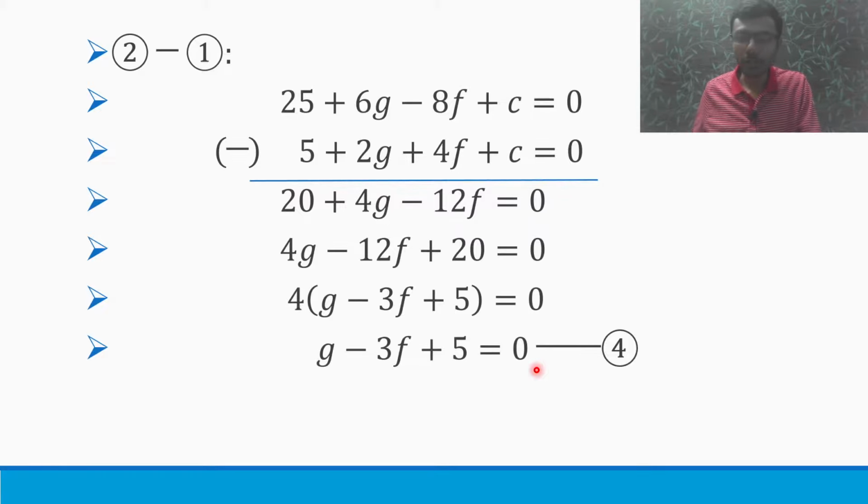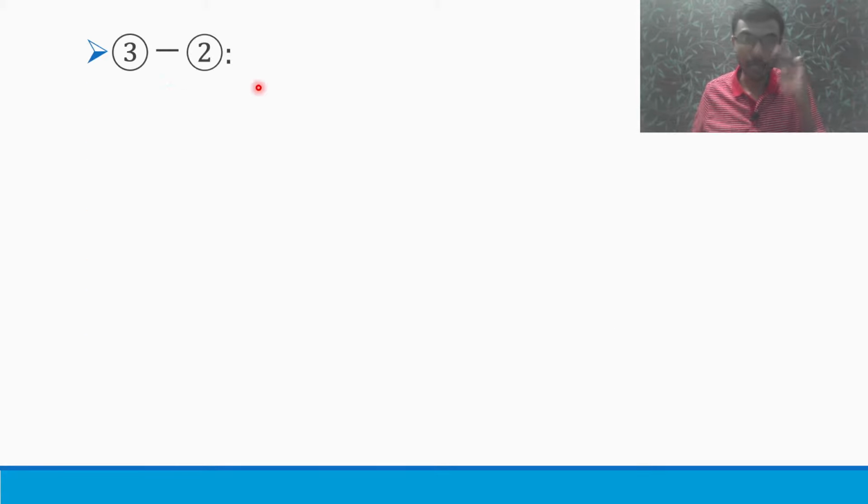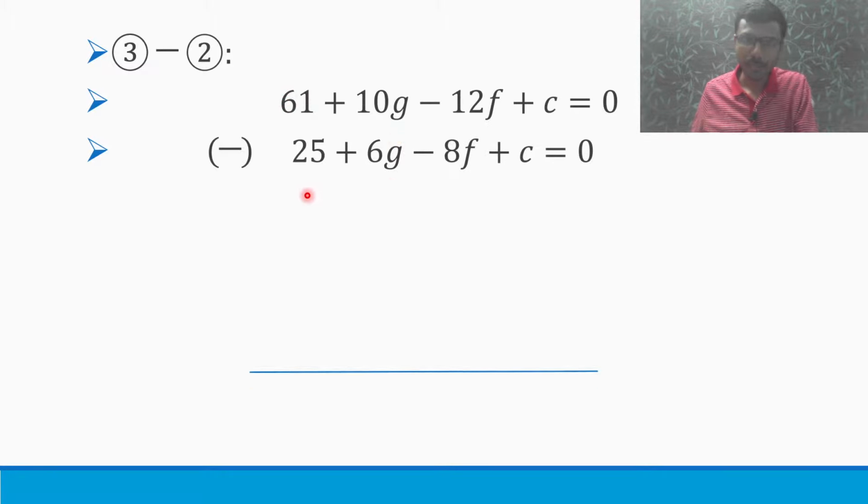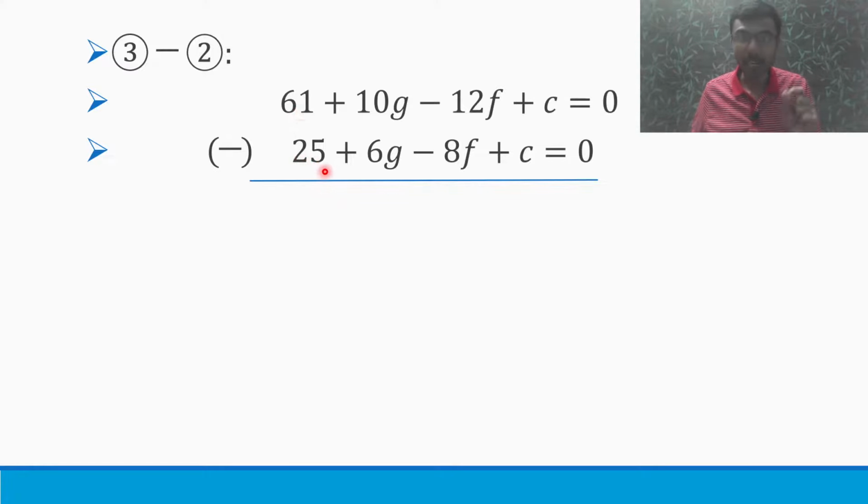Next, I'm going to do equation 3 minus equation 2. Now 3 is this, 2 is this. Again, just perform the subtraction. 61 minus 25 is 36, and 10g minus 6g is 4g. Minus 12f, be careful here, this will be plus. Minus 12f plus 8f is going to be minus 4f. And c minus c, again c will go away.